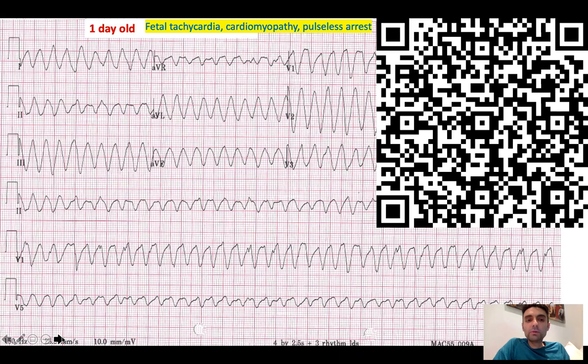Okay, one day old. He had a history of fetal tachycardia, was born with decreased function, and he had an arrest.